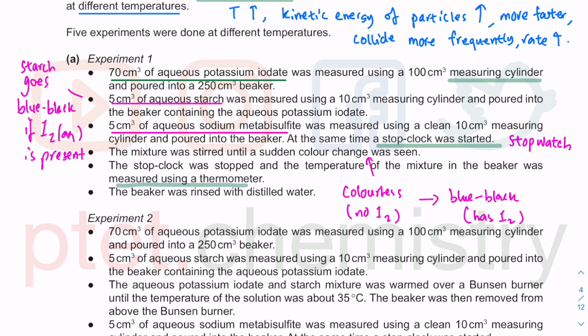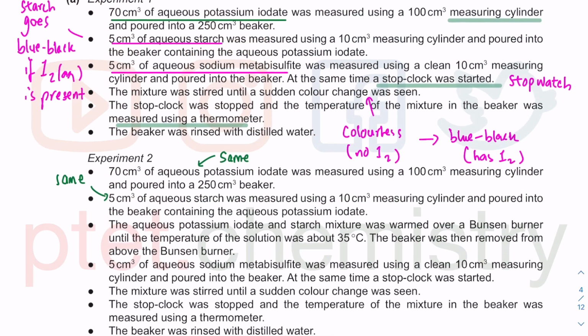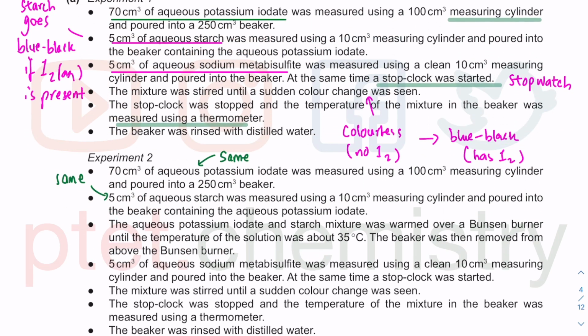So you measure the temperature using a thermometer, and then you rinse the whole thing with distilled water to repeat it. When you repeat it, what is the same and what is different? That is the same volume. That is the same volume of the indicator starch, so that's not your reactant. And what else do we have? We then warm up over a Bunsen burner to about 35 degrees Celsius. So this is basically what is changing.